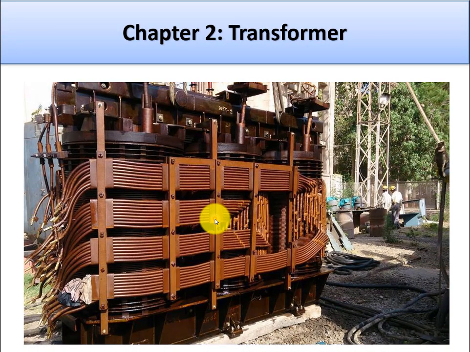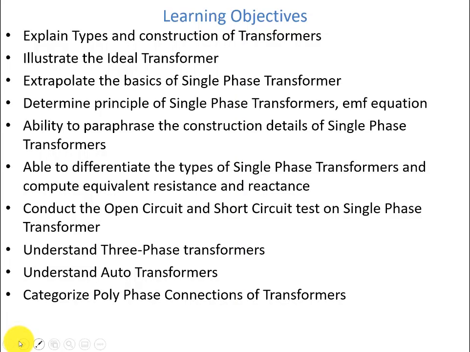Today we will start our next chapter, Transformer. So first of all, let's look at the learning objectives of this chapter.